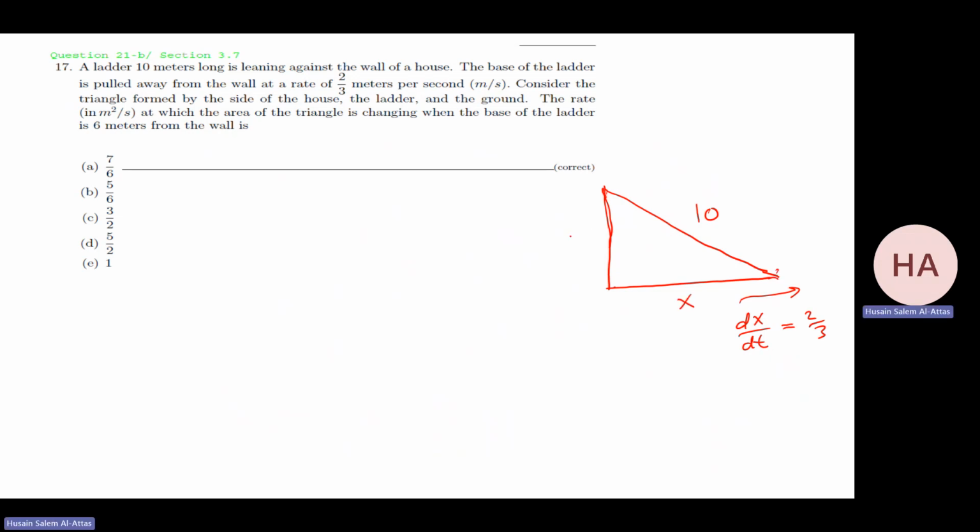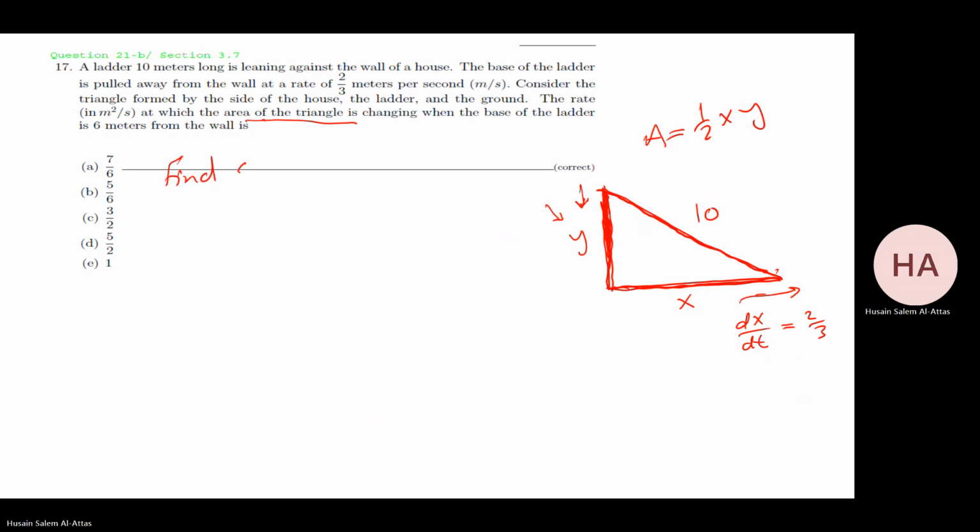What happened here? X and y. He's not talking about, he doesn't want dy over dt. He notices there is a triangle. If this one is moving and this one is moving, the area of the triangle will be changing. So he wants the rate of change of the area of the triangle. So what is A, by the way? It's the base times the height times half, so it will be half xy. I want to find dA by dt when the base of the ladder is 6 meters from the wall. So when x equals 6. This is what I want.